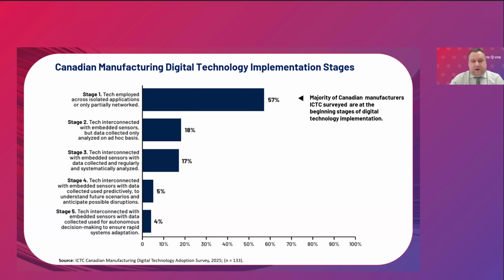But the top stages for implementation, stage 4 and stage 5, where you start seeing data being used predictively to understand disruptions and do autonomous operations, very few manufacturing firms in Canada, only the most advanced, are involved in that. So there's a long way to go.